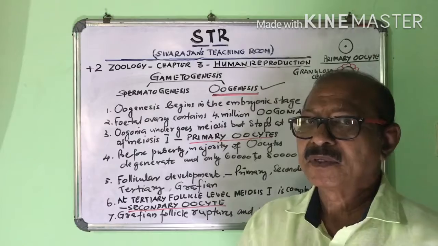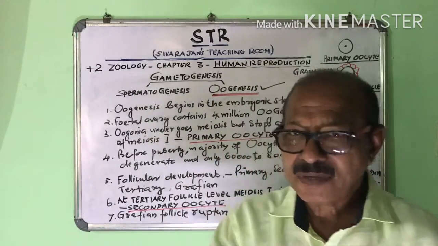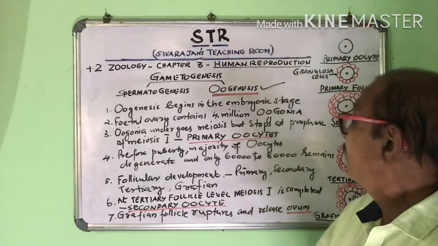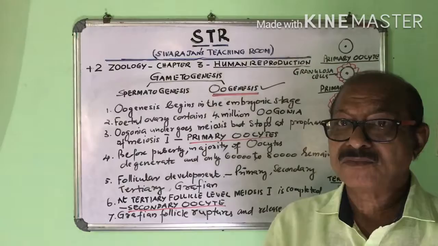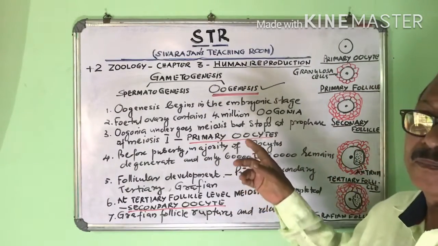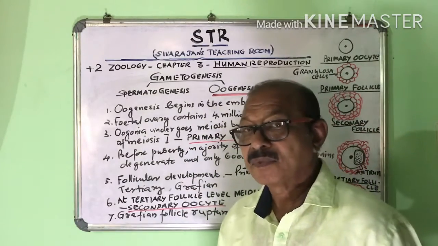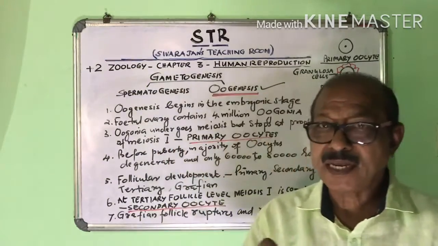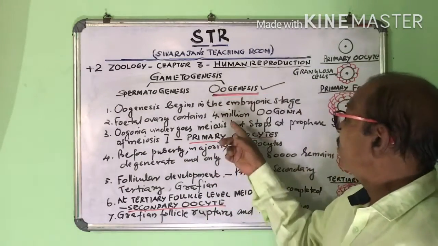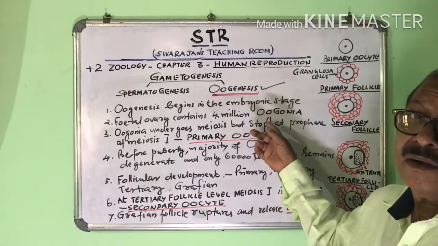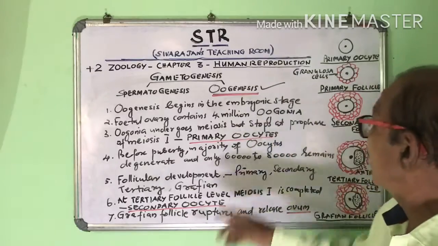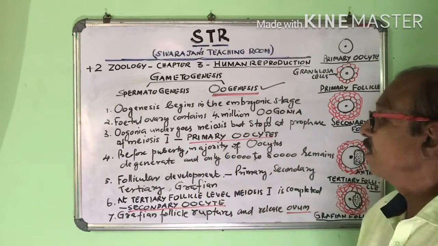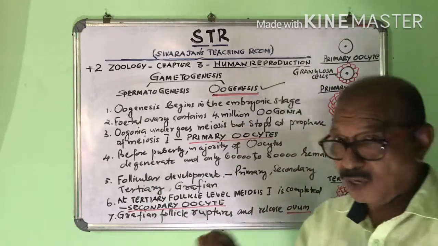is, the baby is a fetus, it has the ovary. In the fetal ovary, that means the ovary of the fetus, it will have nearly 40 lakhs of female gamete mother cells. So each ovary has about 2 million, that means 20 lakhs, totaling to 4 million or 40 lakhs in both the ovaries. The female gamete mother cell is called oogonia. So oogenesis begins in the embryonic stage. The fetal ovary contains 4 million oogonia.